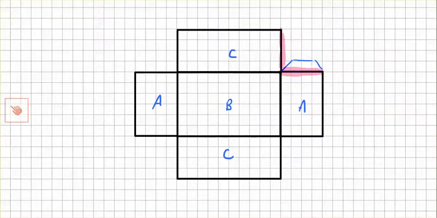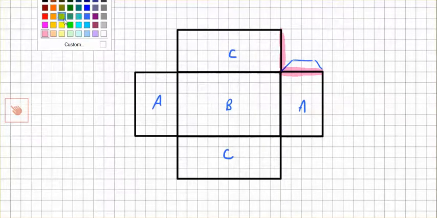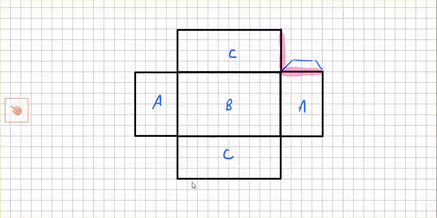Right? And if I were to look at this edge, which one does that match with? Yanavi?